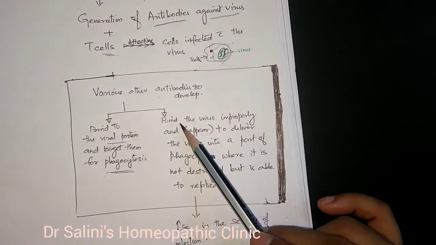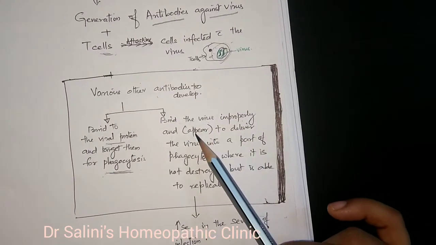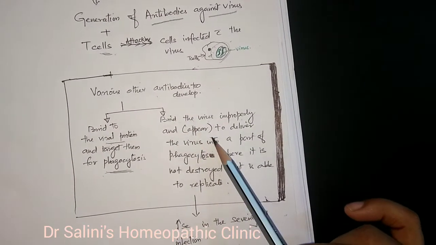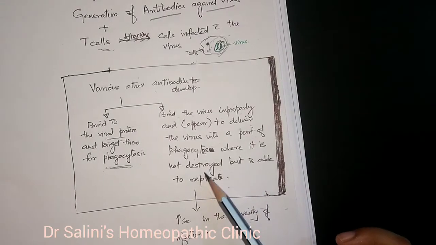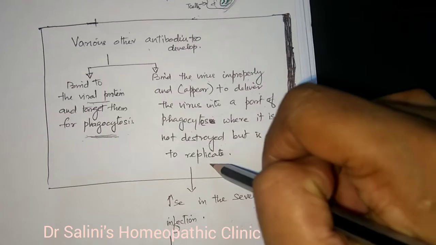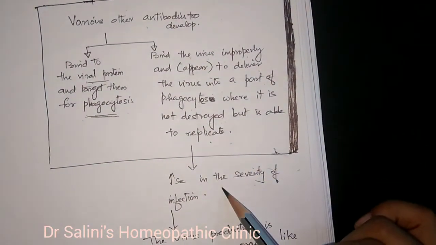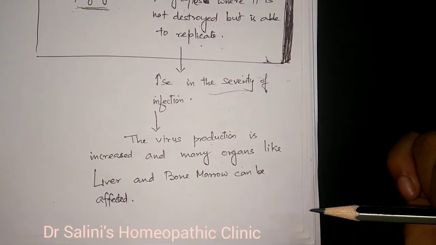But sometimes these viruses will not bind properly with the antibodies, and thereby these antibodies will deliver these viruses into a part of the phagocyte where they are not destroyed but are replicated. Once replicated, obviously the next step is an increase in the severity of the infection.